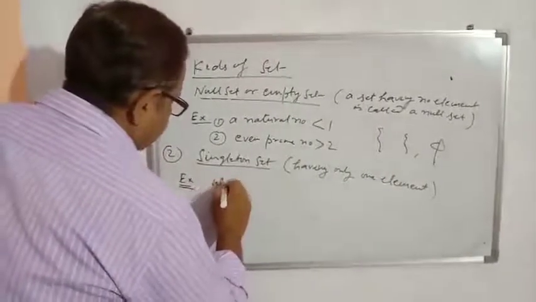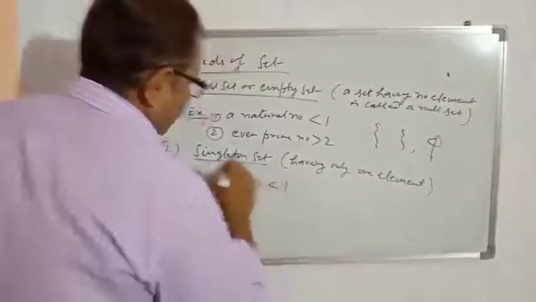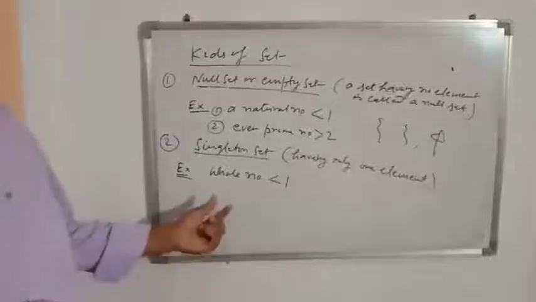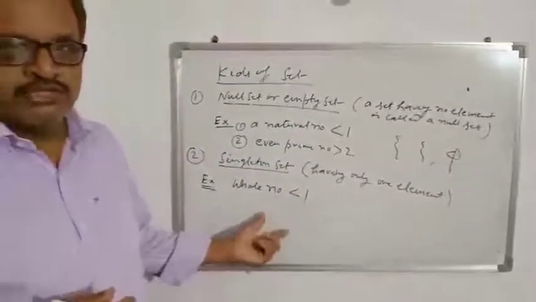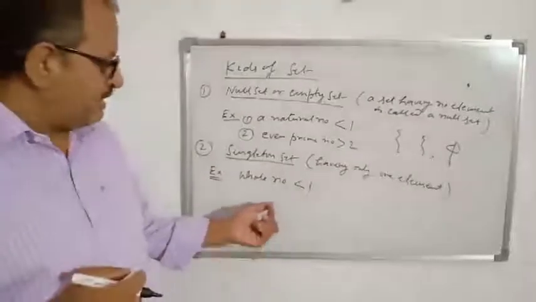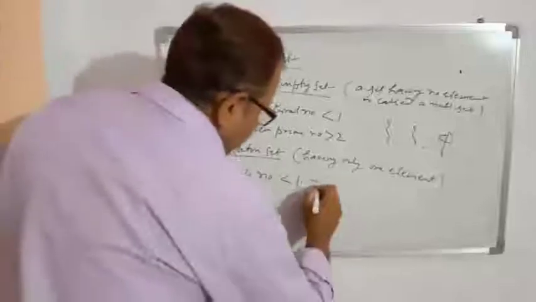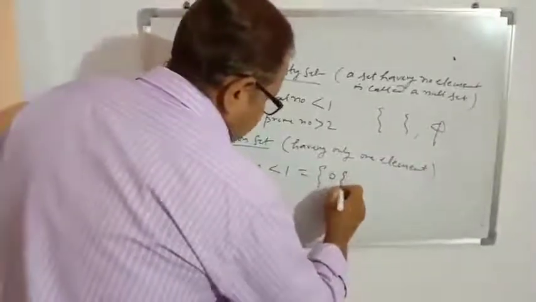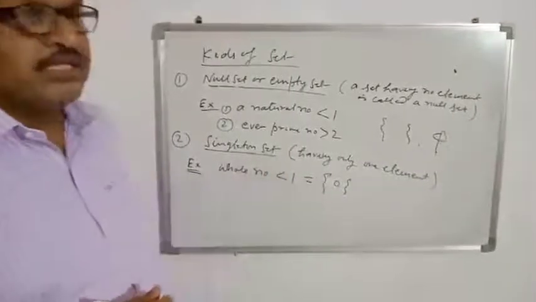Whole number less than 1. Collection of whole numbers less than 1. Whole number starts from 0: 0, 1, 2, 3, 4, 5. Whole number less than 1 means 0. So we can write only one element in this set, that is 0. There is only one element in this set, so it is called singleton set.